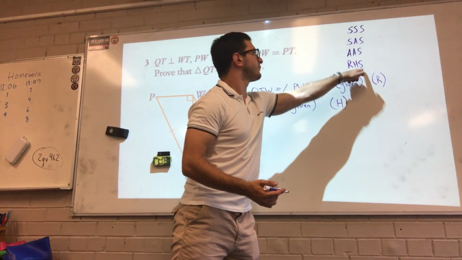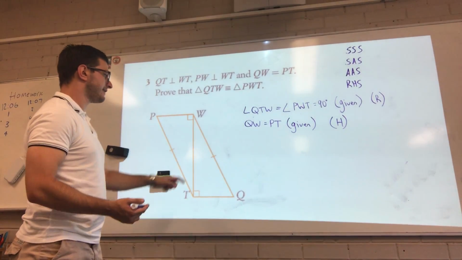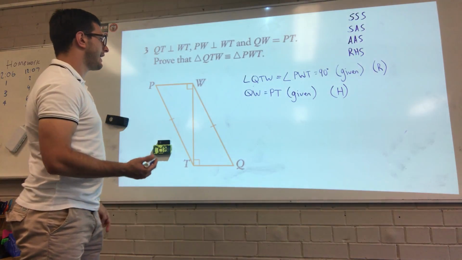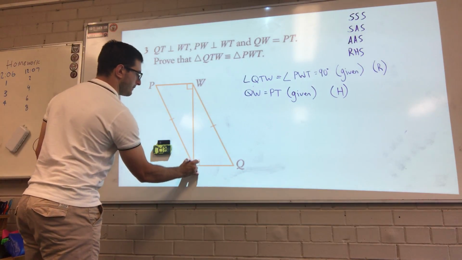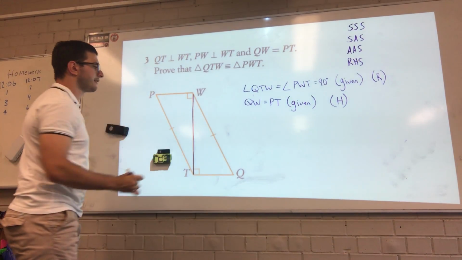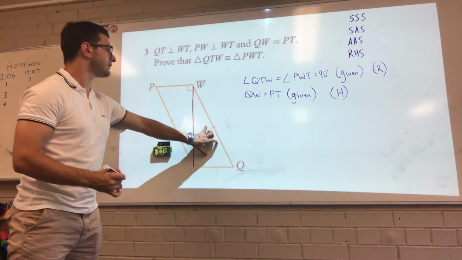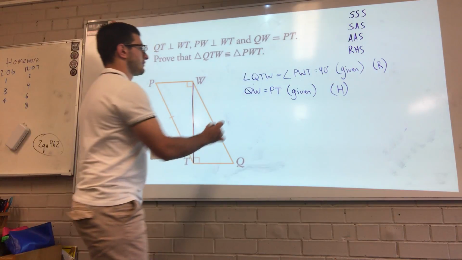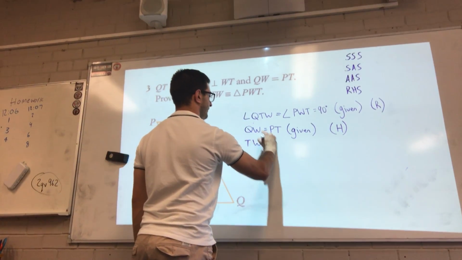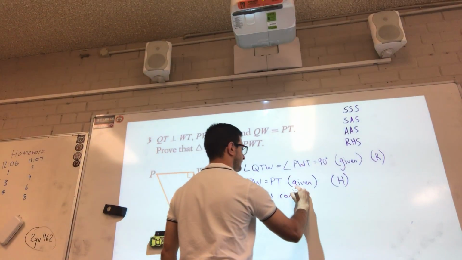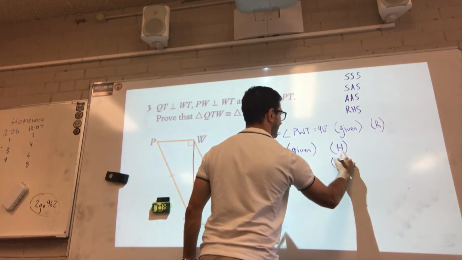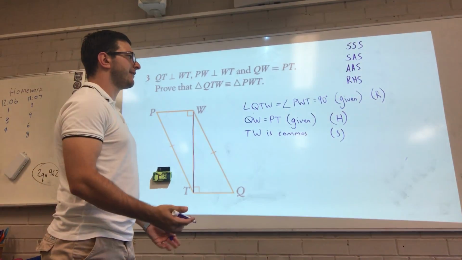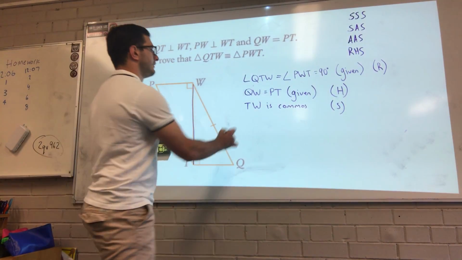The last thing we need to prove is that we have a side that is equal or is common between the right and the left, and this line here that runs through is common between this triangle and this triangle, which means it's a shared side. So we can say TW is common, and that's our side. We have our R, we have our H, and we have our S.